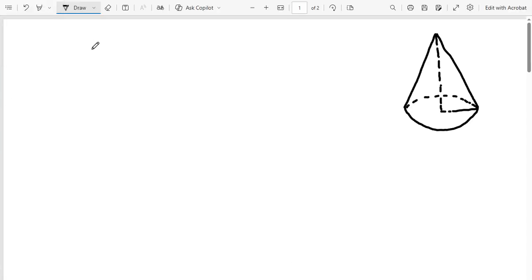Okay, great, grade 11. So on this one, I want us to work on a cone. There are some things that you need to understand when it comes to a cone. We'll focus on the volume, and we'll also discuss the surface area of a cone.